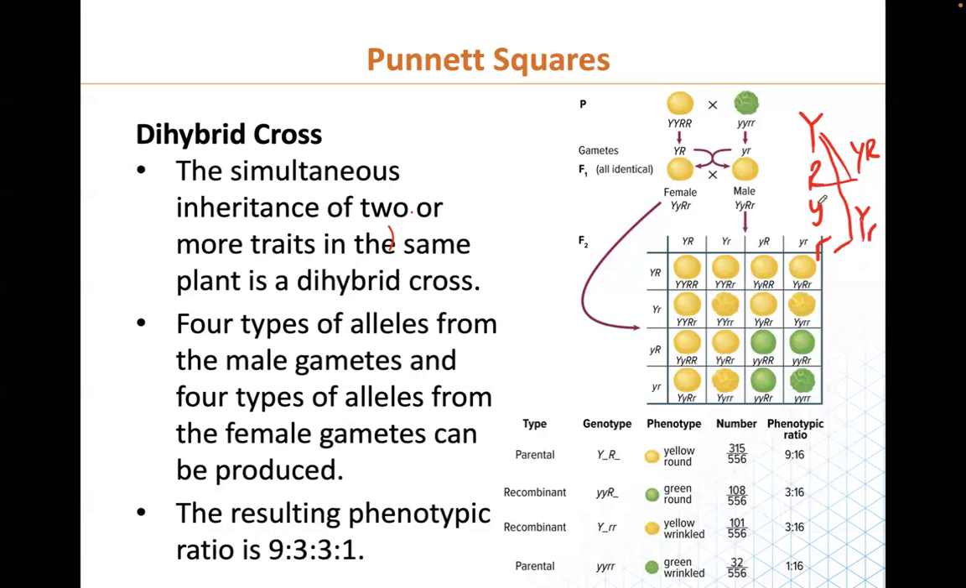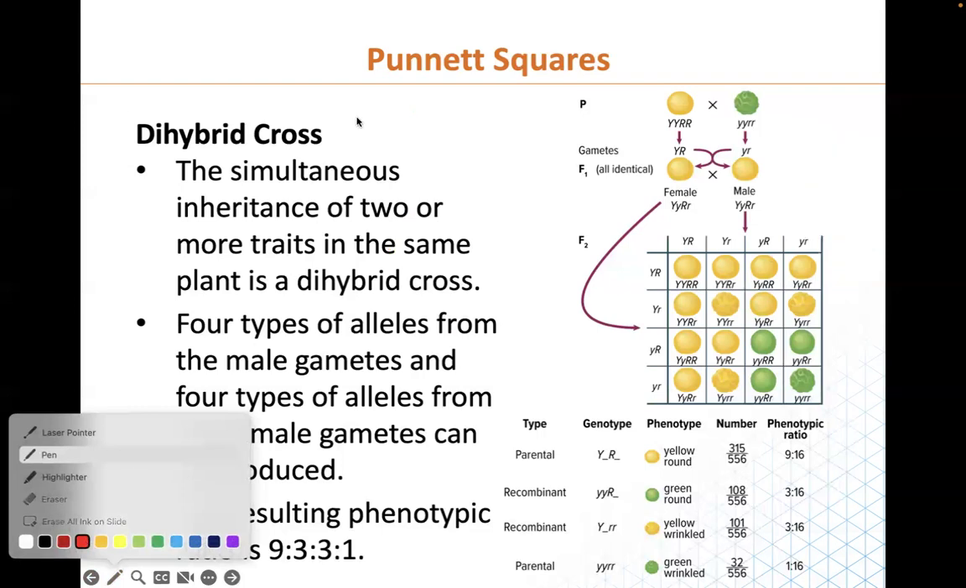Then you do this one with this, it gives you YR. And with this, it gives you YR. So this is how we got this. You can either line them up like this or use a Punnett square. Whichever you find easier for yourself, it's okay.